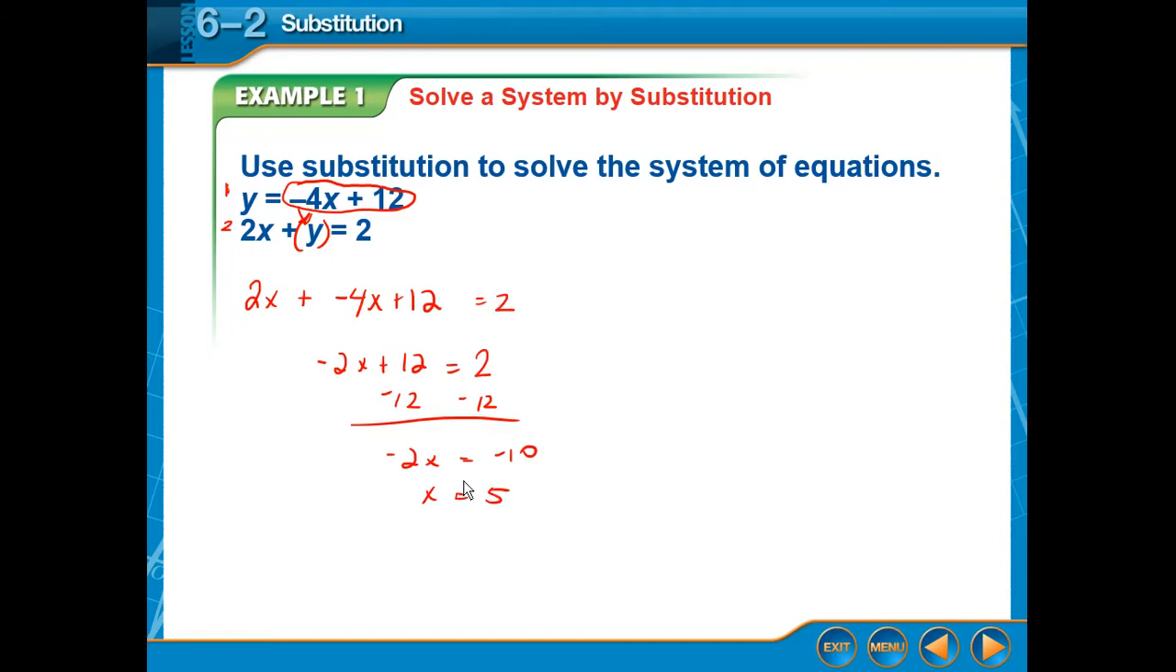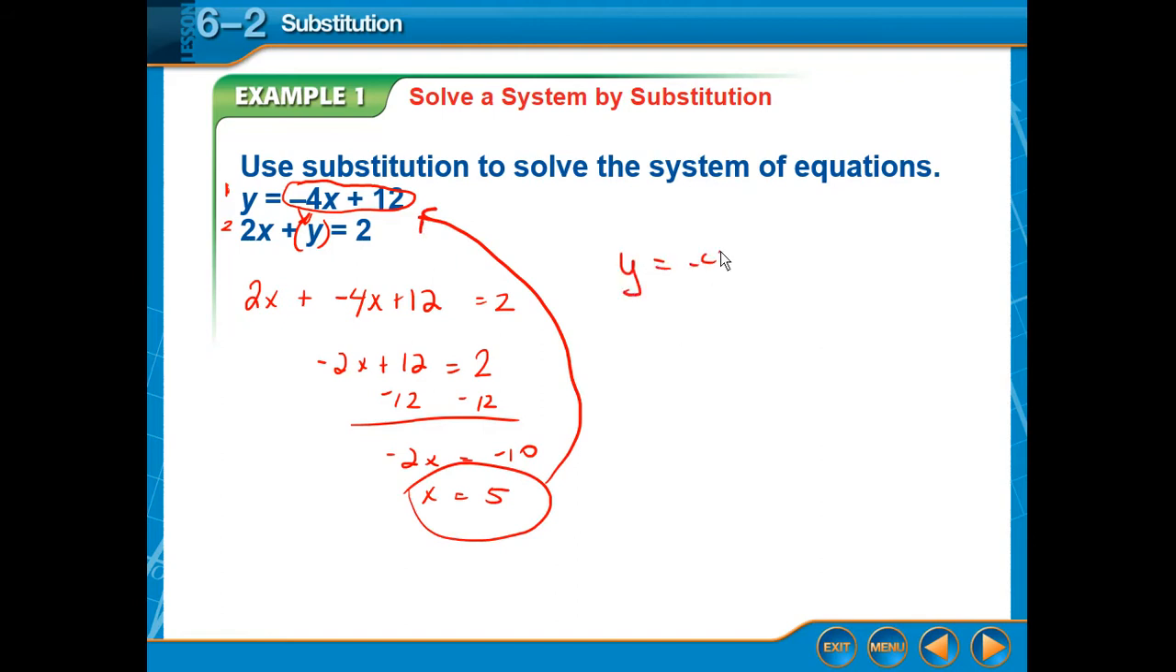I also need to know what y is. So this was step 2. Step 1 was to get it by itself, which was already done. Step 2 was to find one variable. That was x equals 5. And step 3 is to go back and take this and put it into my other equation to figure out what y is. So I have an equation for y.